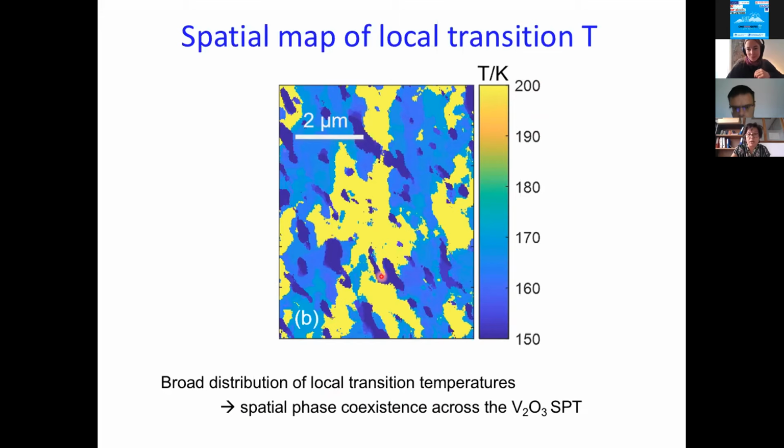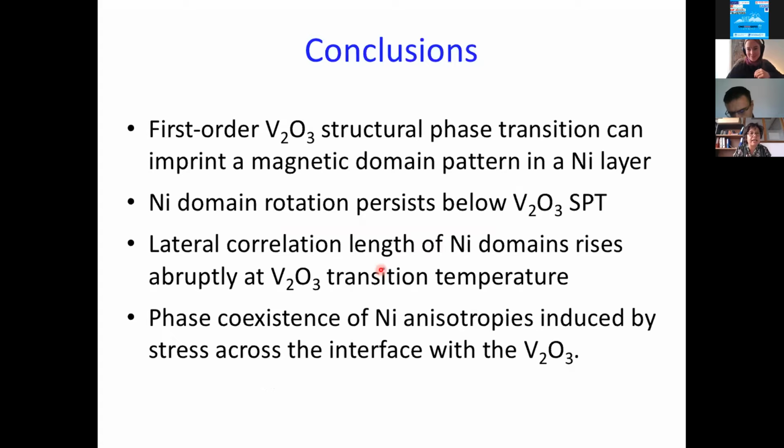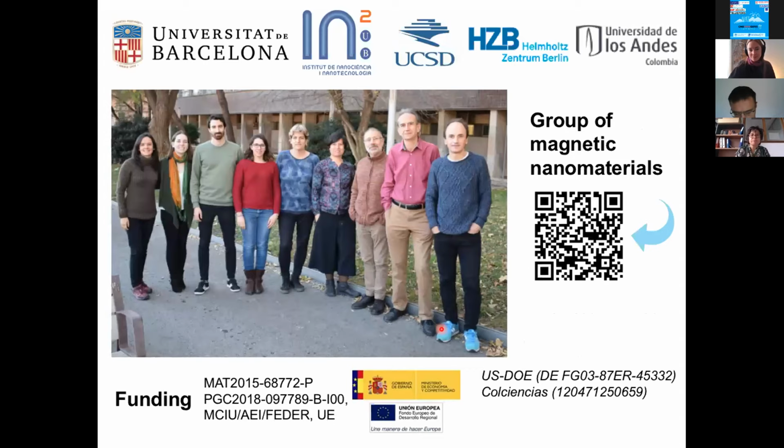Then let me just highlight the take-home messages. First-order structural phase transitions, such as the one observed in V2O3, can indeed imprint a magnetic pattern in a nickel layer. This produces a domain rotation in the nickel, so it does not fully reverse, but it does rotate, and this rotation persists below the structural phase transition. The lateral correlation length of the domains rises abruptly at the transition temperature, and the width really scales with that of the transition. And therefore the phase coexistence of nickel and V2O3 is induced by the stress across the interface with the V2O3.